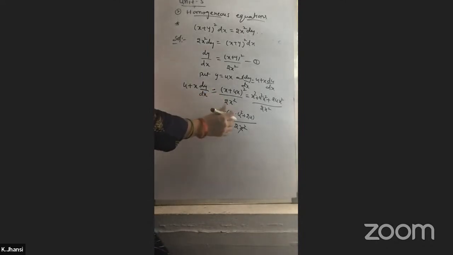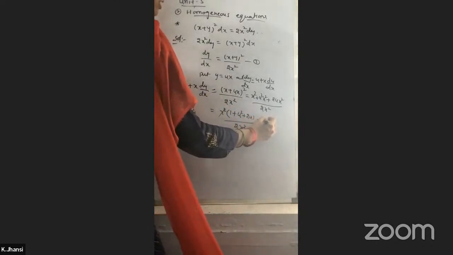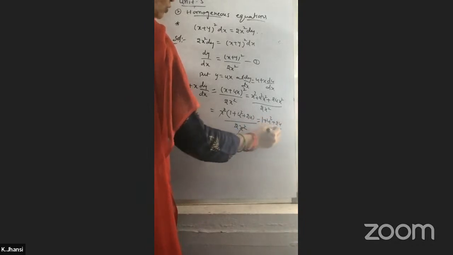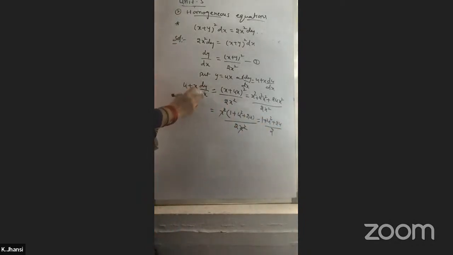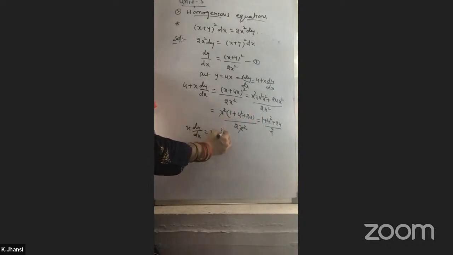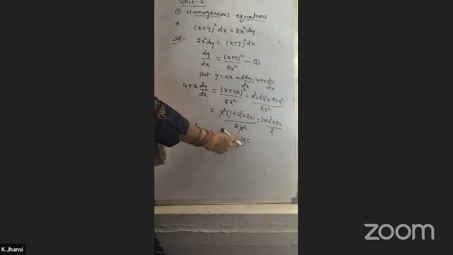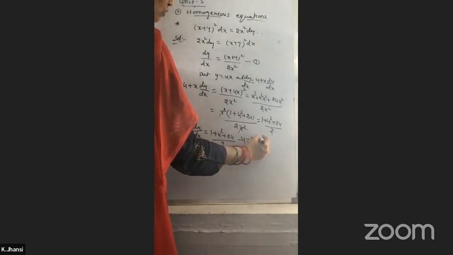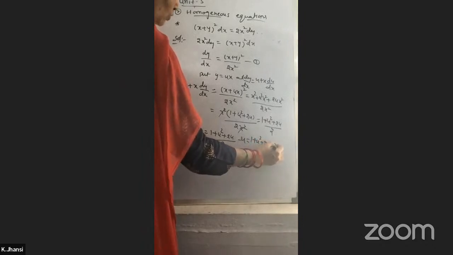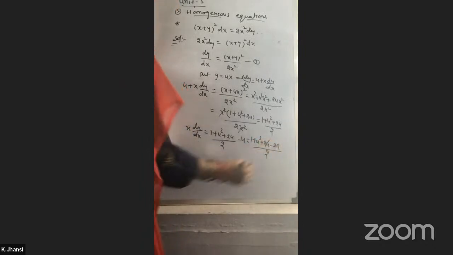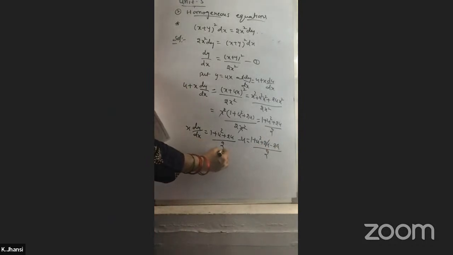By 2 you will get (1 + u² + 2u)/2. Here you have u + x·du/dx. So if you take x·du/dx = (1 + u² + 2u)/2, and this u, if you take to the other side, it will be minus u, and when you take it as a numerator, you will get minus 2u. That is (1 + u² + 2u − 2u)/2. So 2u and 2u both will get cancelled. It is equal to (1 + u²)/2.